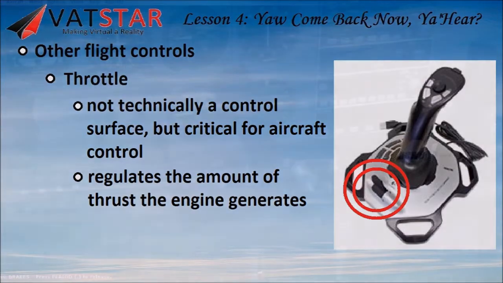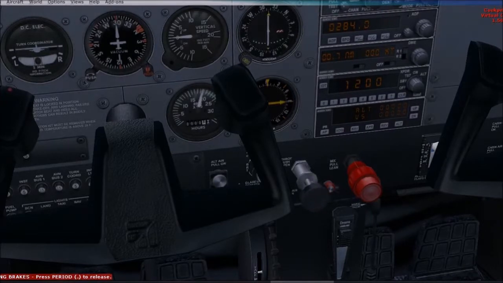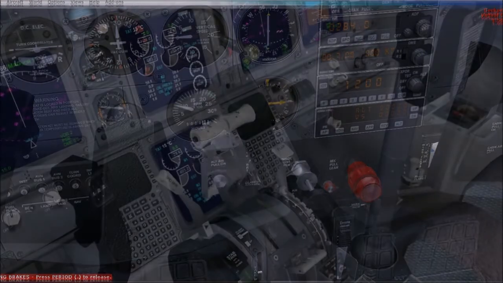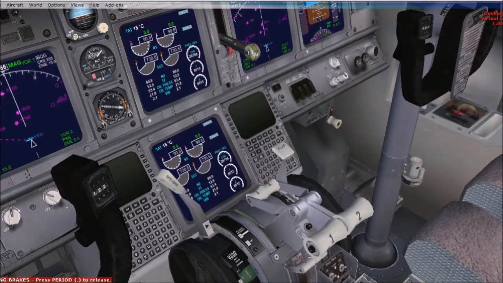Now here's how that translates into the cockpit of the plane. In many small aircraft, such as this Cessna Skyhawk, the throttle is this little pull-out knob. Pushing it forward increases the engine power, and pulling it back out reduces it. In other planes, like this Boeing 737, the throttles are levers that you push forward or rearward.